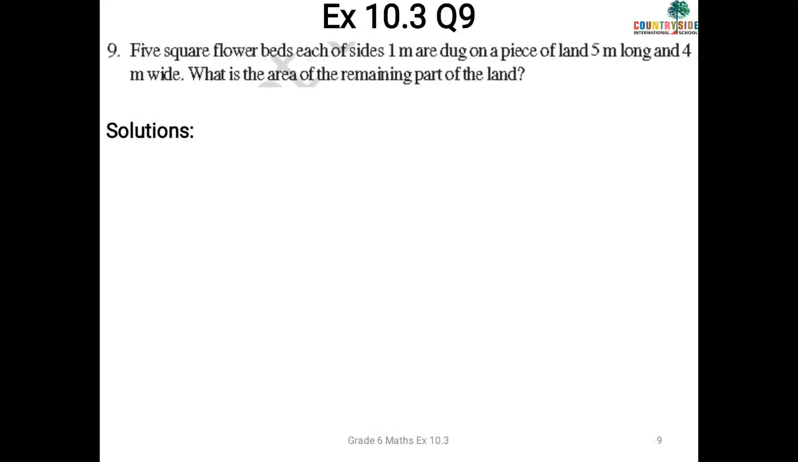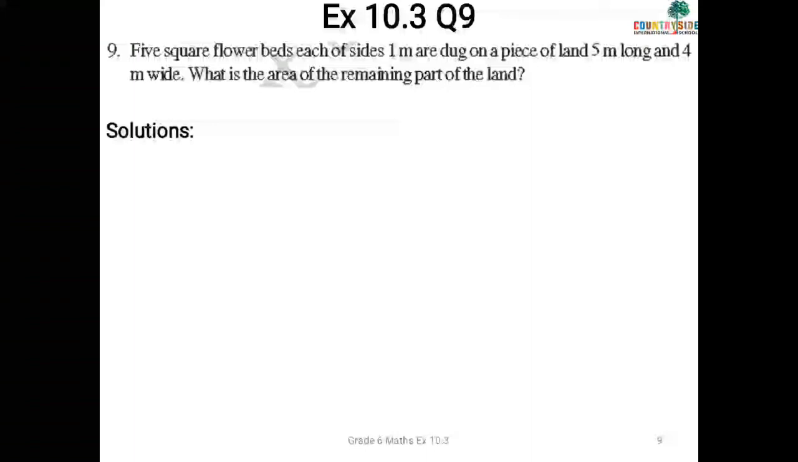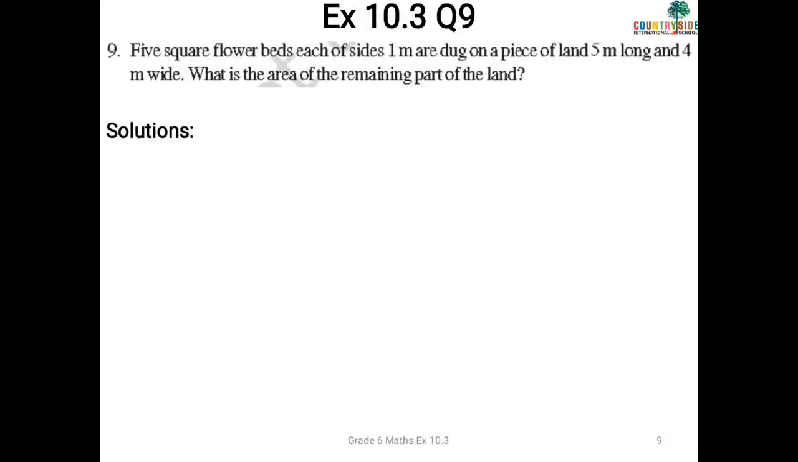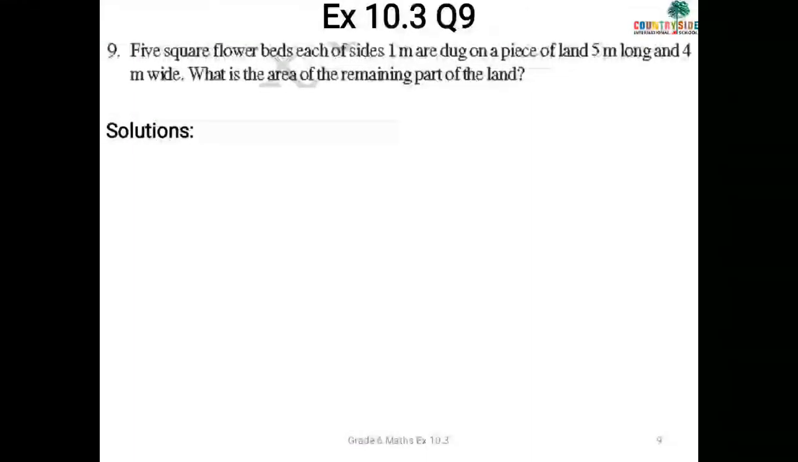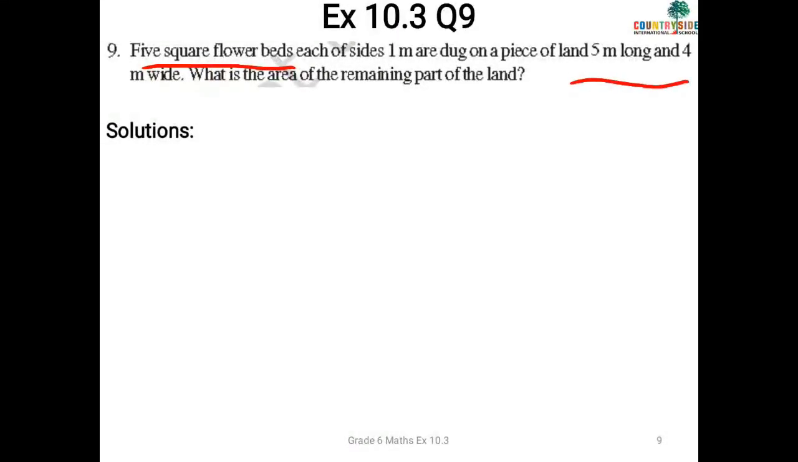So now let's start with question number 9 from exercise 10.3. Now read the question very properly. 5 square flower beds, each of the sides 1 meter, are dug on a piece of land 5 meter long and 4 meter wide. What is the area of the remaining part of the land? Okay, so underline the words square flowers and 5 meter long and 4 meter wide.